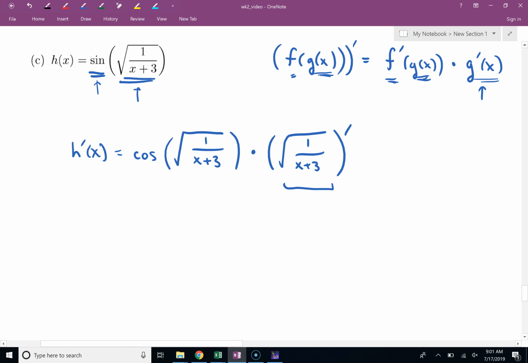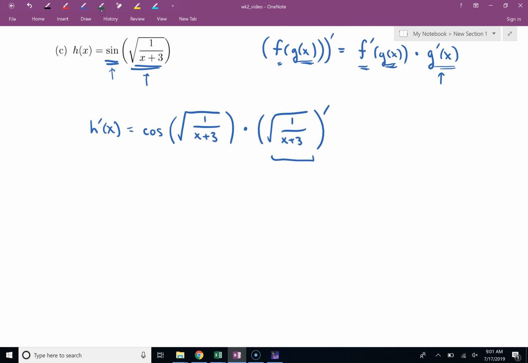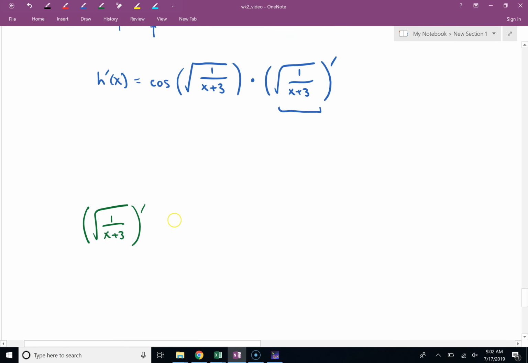So let's do a little side problem here. I need to figure out now what is the derivative of the square root of 1 over x plus 3. And you may remember with a lot of these square root ones, you're going to end up using the power rule, but it requires a little bit of rewriting. So let me go ahead and rewrite before I even take the derivative.